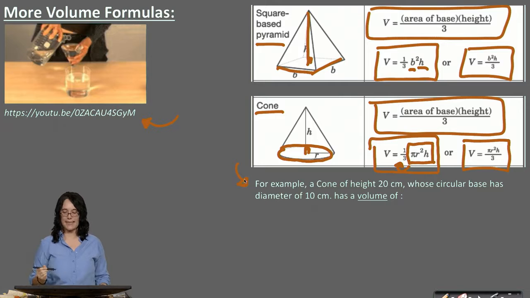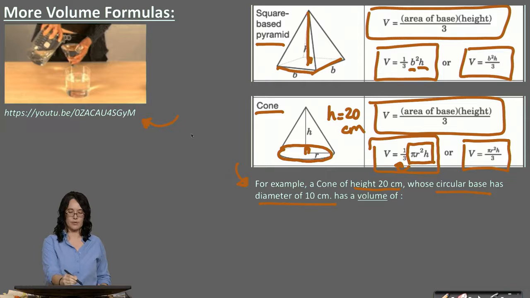It says a cone has a height of 20 centimeters. Okay, so we have this situation above here. So our h is 20 centimeters. Its circular base has a diameter of 10 centimeters. So we're told d equals 10 centimeters. Can you find the volume? Okay, notice here we didn't talk about surface area. There are formulas for that, but for our class, we're not going to go into them. They're a little more complicated and use some skills that we don't quite have yet.